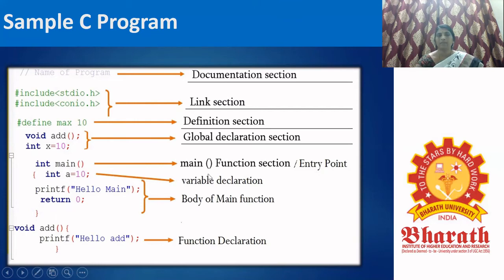And then next comes the int main function, which is the entry point of the C program. So we have int main, the variable declaration, and a program that just does printf hello main, and this is going to be the body of the main function. And the last section is going to be the function section. So we have an extra function add to just print hello add. So these are the various sections that are to be included when we write a C program.